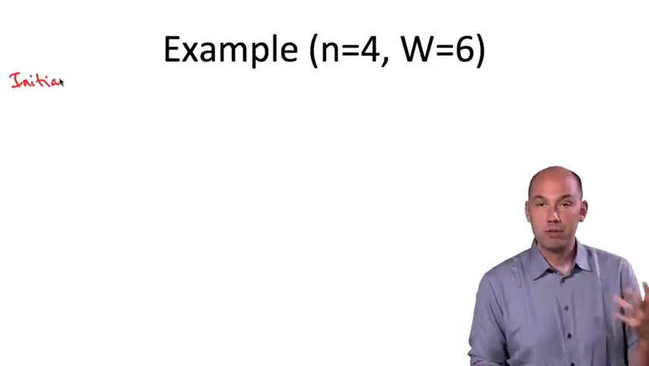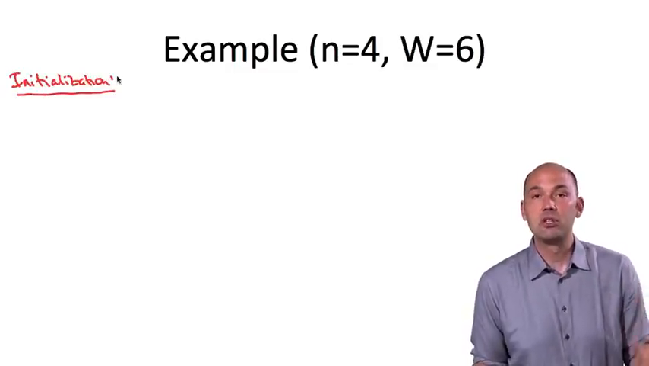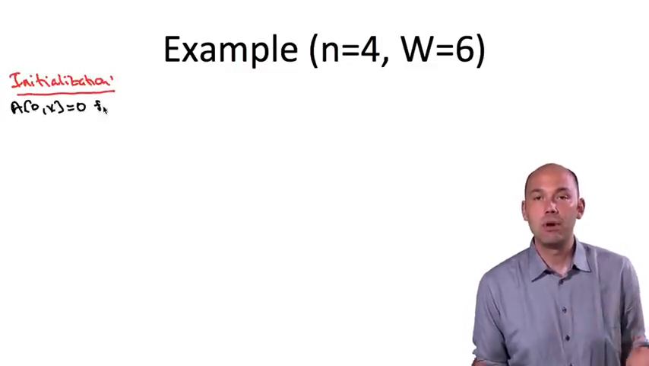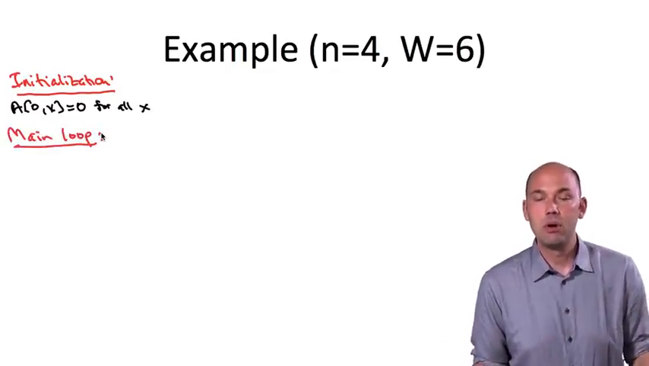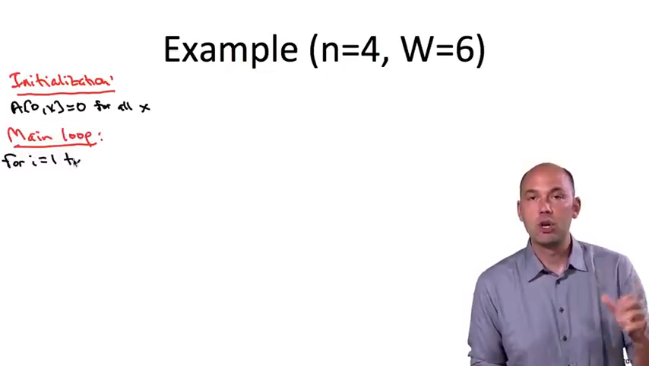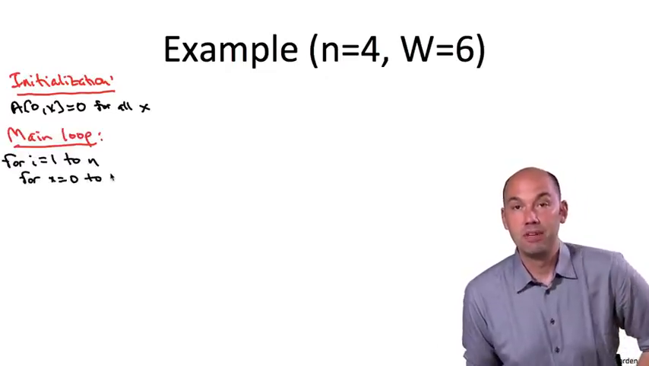So first, we have a 2D array A, and for initialization, just whenever i equals 0, that is, you can't use any items at all, of course, the optimal solution value is 0. And then I'm just going to rewrite the same recurrence that we had in the previous couple of videos.